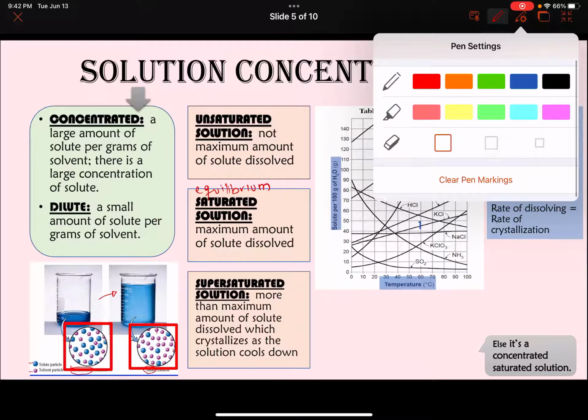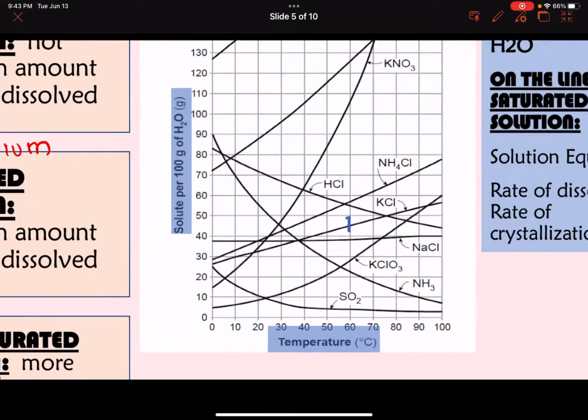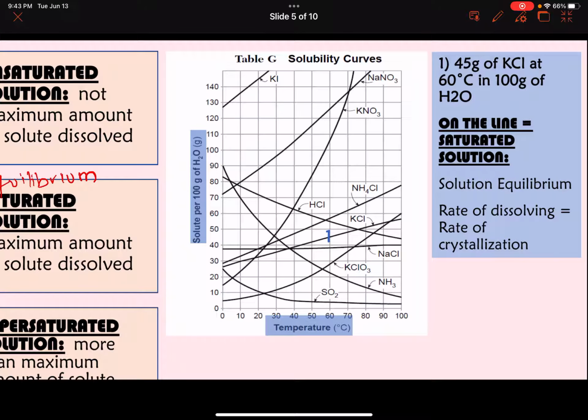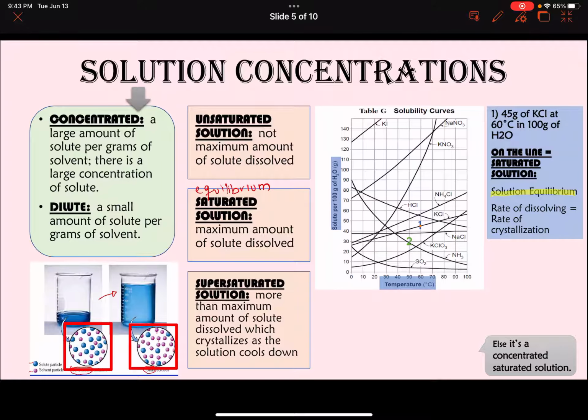So if we are at 45 grams of KCl at 60 degrees Celsius. So here's 60 degrees Celsius. Here is your 45 grams. And we have this in 100 grams of water. So because this one is right on the line, that means we have a saturated solution. So as I mentioned earlier, saturated solution represents the solution equilibrium, which means this is the point where the rate of dissolving is equal to the rate of crystallization.